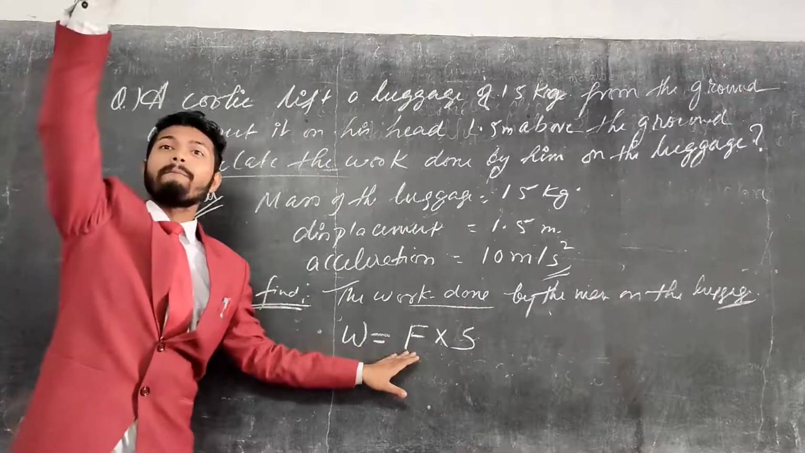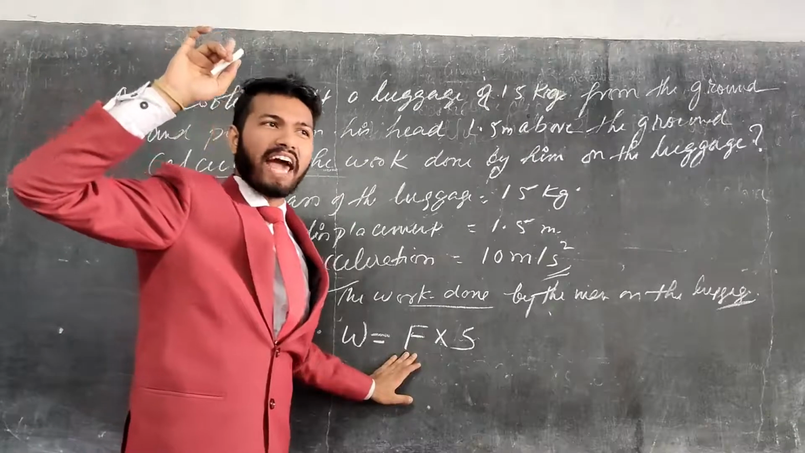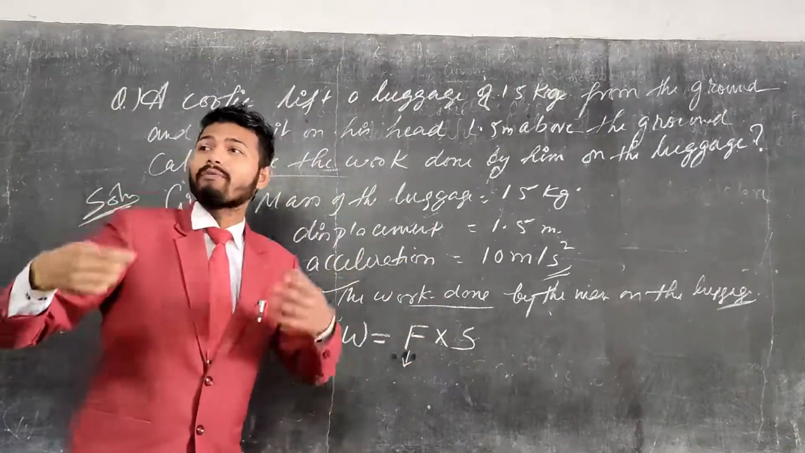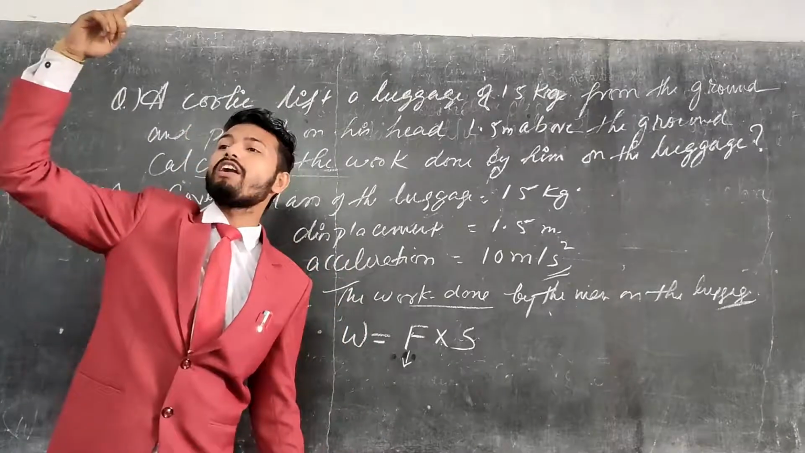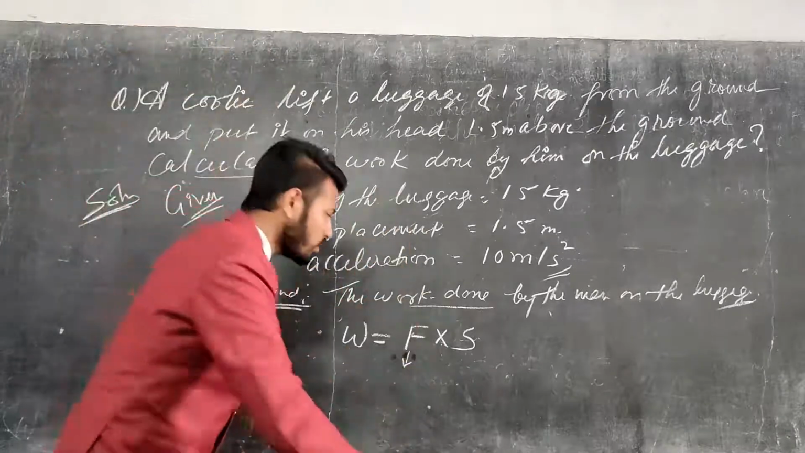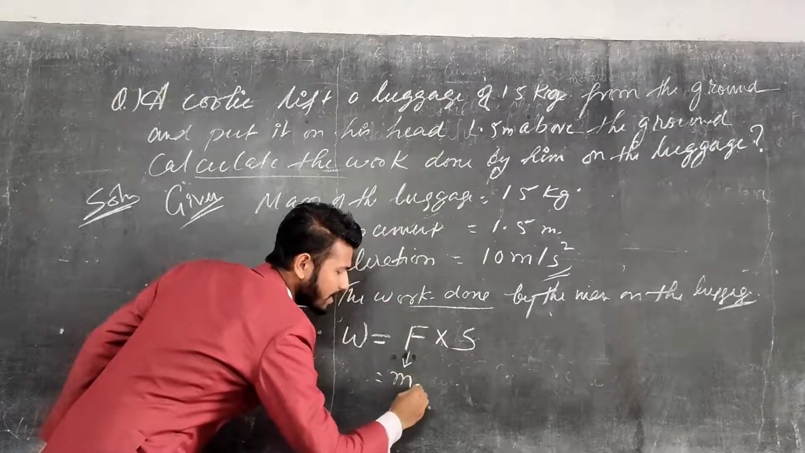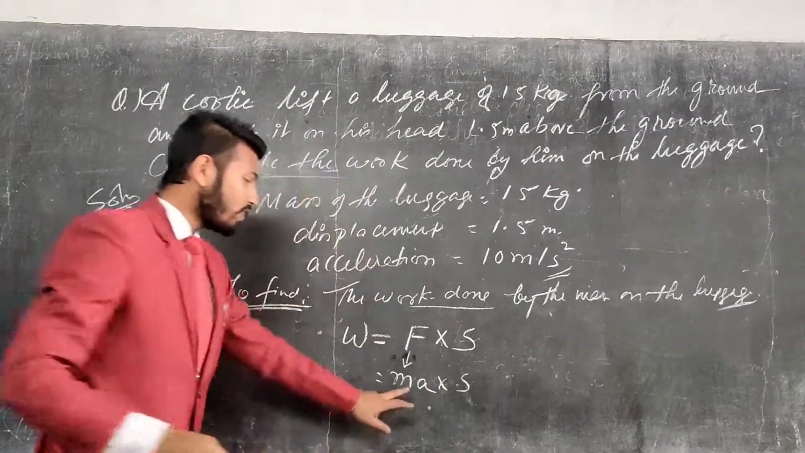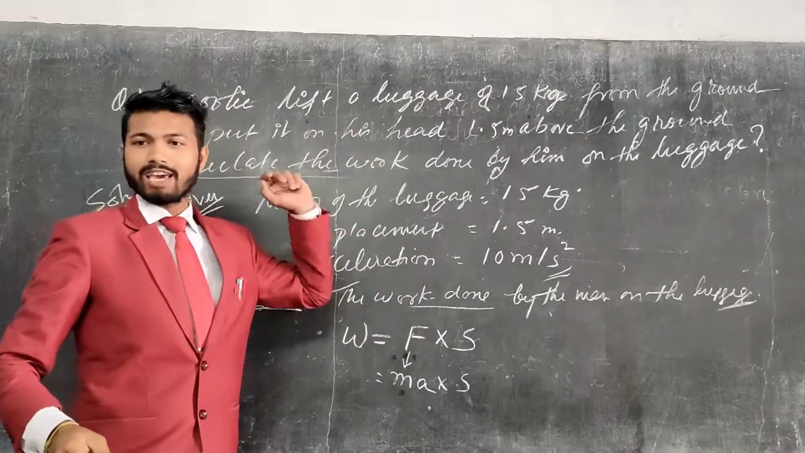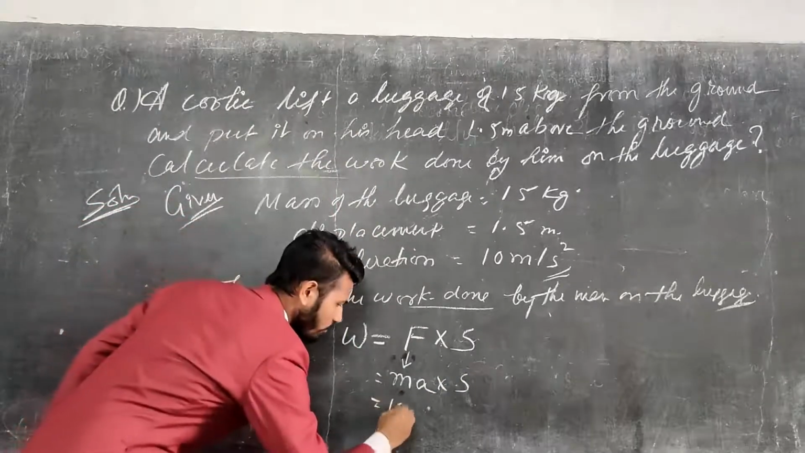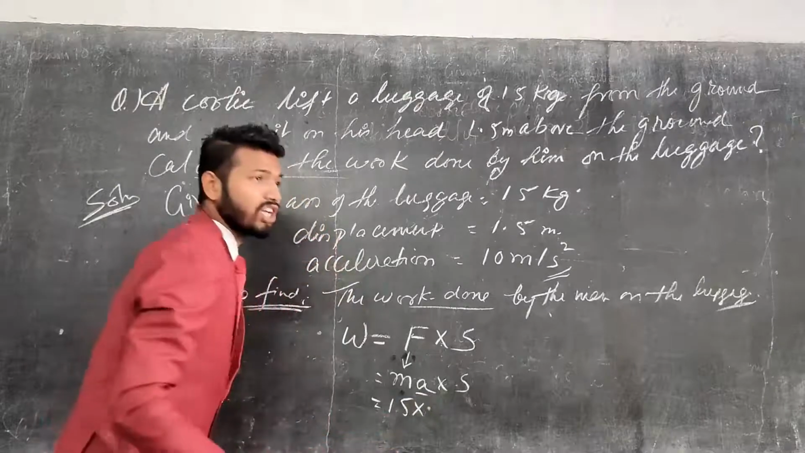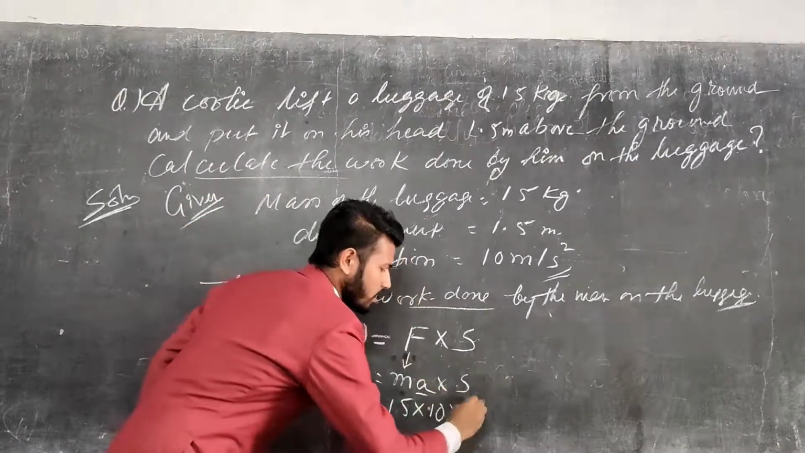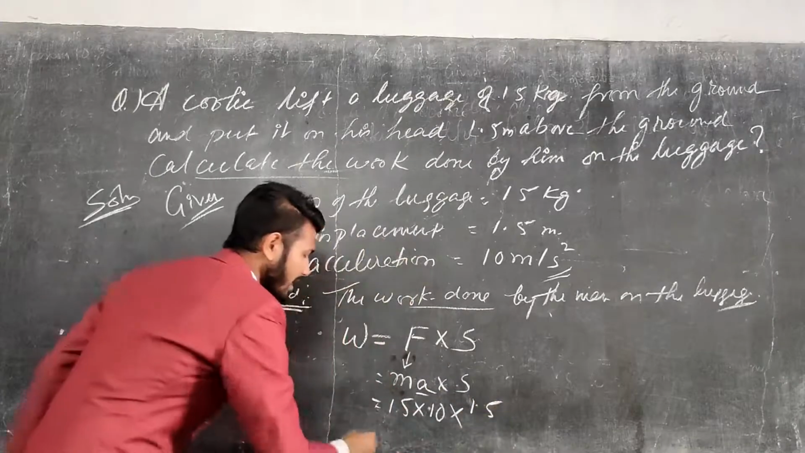Force equal to mass into acceleration. I told you many a time. Instead of force, because force is not directly given, we have to find it indirectly, and we learned already in our previous chapter that F is equal to mass into acceleration. What is the mass of the luggage? 15. And what is the acceleration? 10, or 9.8, whatever. And what is the displacement? 1.5. Let us multiply it.